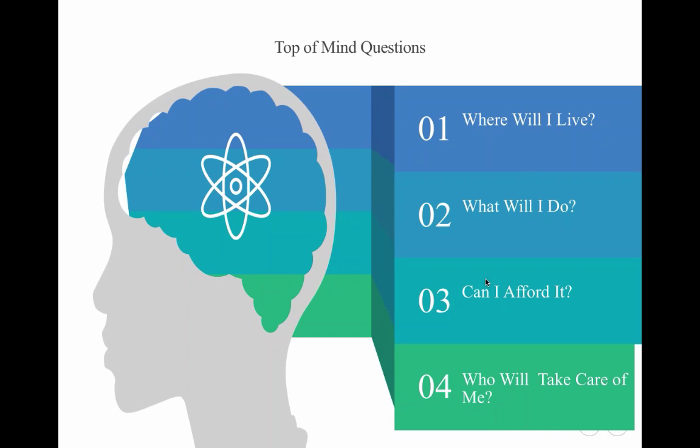These are the 4 most important questions that your website has to answer. Where will I live? What will I do? Can I afford it? And who will take care of me if and when I need it? So keep this in mind as you develop your content marketing strategy.